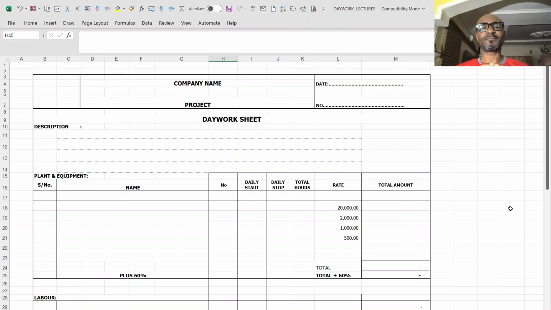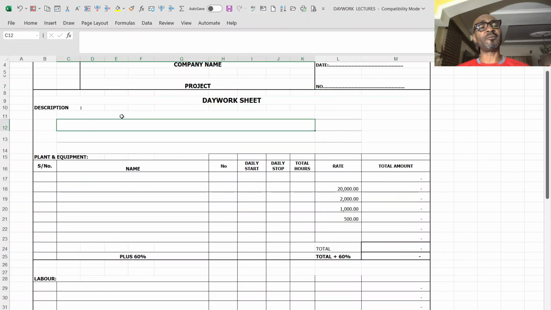So after understanding these 5 points that I've just pointed out, let us now go to a typical template that I have prepared on my screen. A typical Daywork sheet must have the company's name and the project's title. It must have a date. It must have a location where you number it. The instruction number has to be indicated.